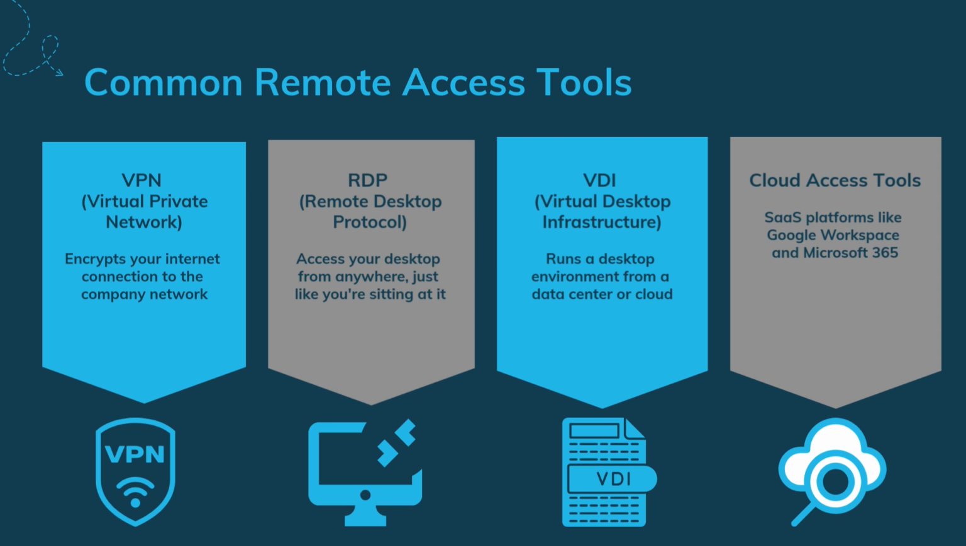Then we have Virtual Desktop Infrastructure, or VDI. This one's a little more advanced. It runs a desktop environment on a centralized server or in the cloud. It's great for security and consistency because all the data stays on the server, not your personal device. And finally, there are cloud access tools. These are web-based platforms like Google Workspace or Microsoft 365 that let you access files, email, and collaboration tools from anywhere. No VPN or server connection is needed. Each of these tools has its strengths, and organizations often use a mix depending on their needs.